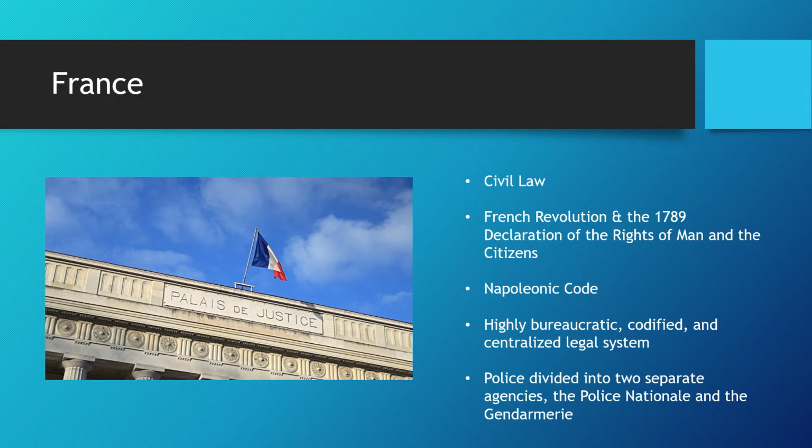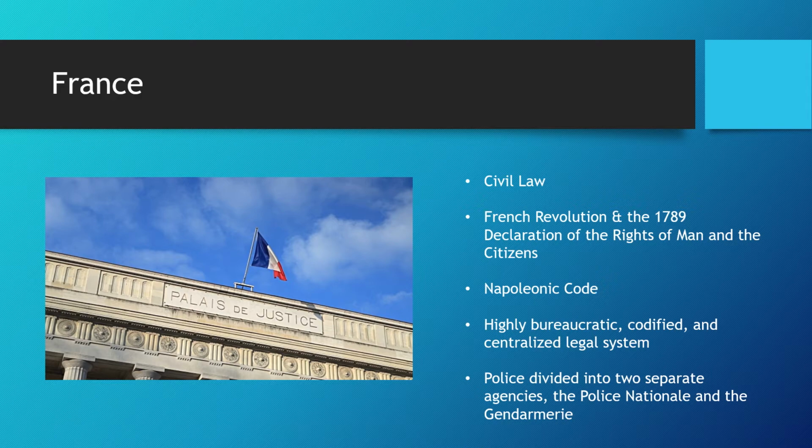Because of this, police are divided into only two separate groups, which are both federal. The first is the Police Nationale, which works under the federal government, and the second one, which I'm probably going to get the pronunciation wrong, is the Gendarmerie, which operates under the military wing of France. It's the armed forces, basically.